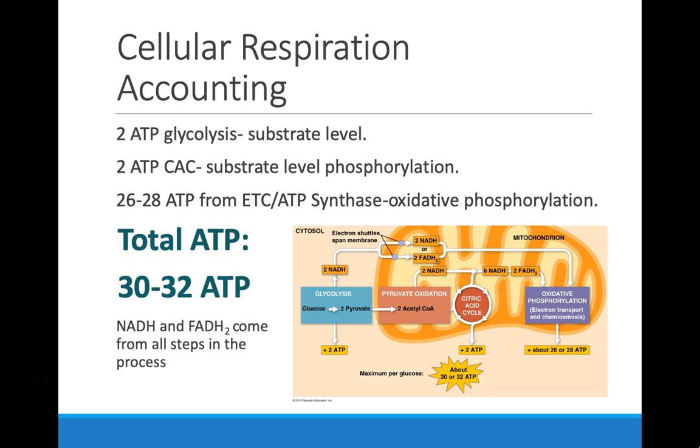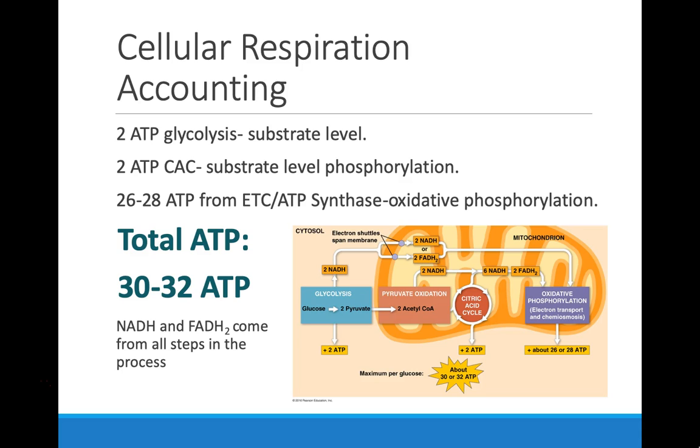The discrepancy sort of comes in when you look at FADH2 entering that electron transport chain a little bit later. So if you have more FADH2, you're actually getting a little bit less ATP. If you have more NADH, you're actually getting a little bit more ATP, because NADH and FADH2 can actually come from other processes as well. It's not just this glycolysis and citric acid cycle.